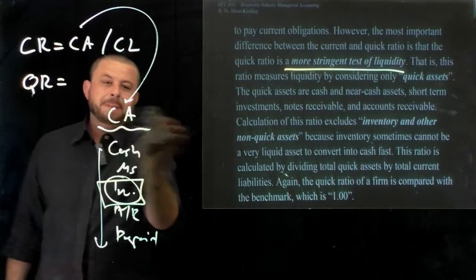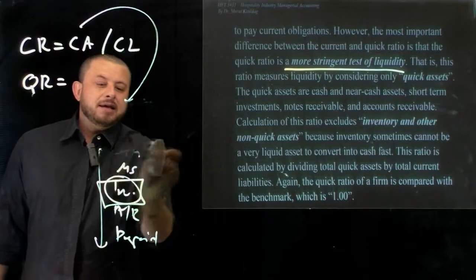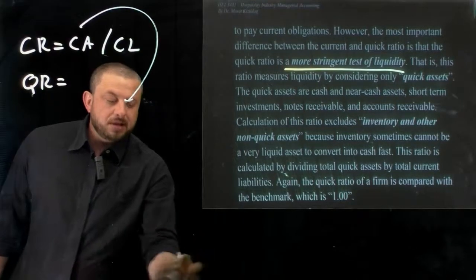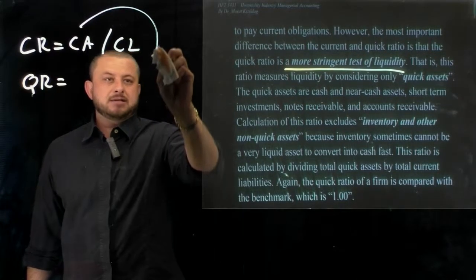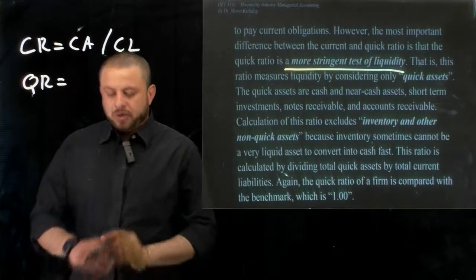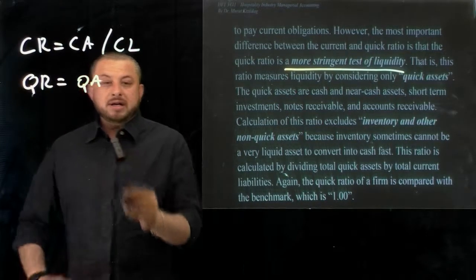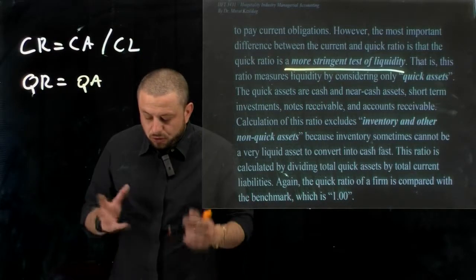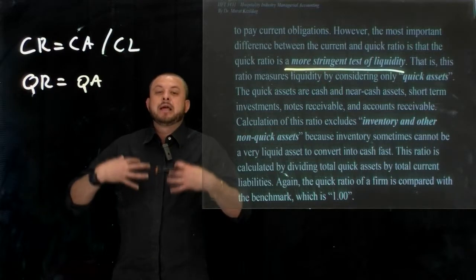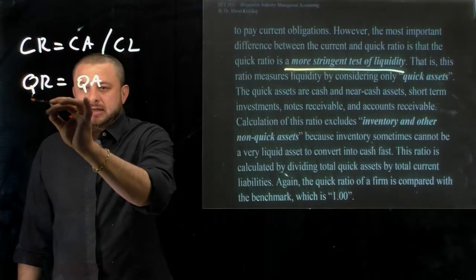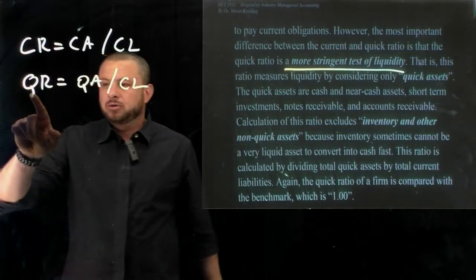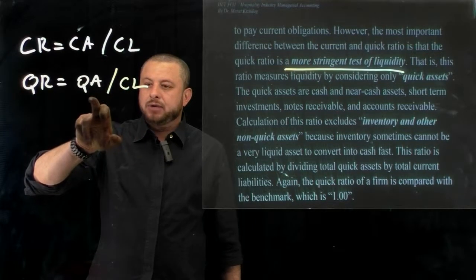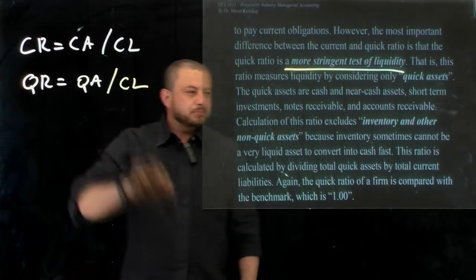Therefore, if inventory is excluded from current assets, what remains is said to be quick assets, okay? Quick assets right here. Quick assets are everything in the current assets section but the inventory. Again, quick assets include everything but inventory. Therefore, the equation for QR should be: quick ratio is equal to quick assets over current liabilities, okay?